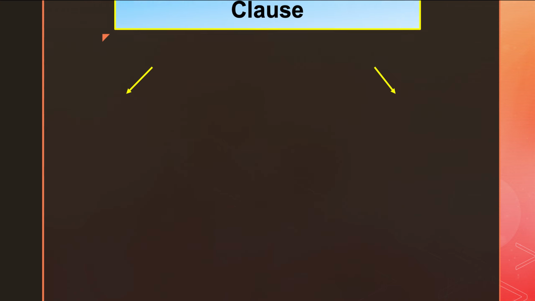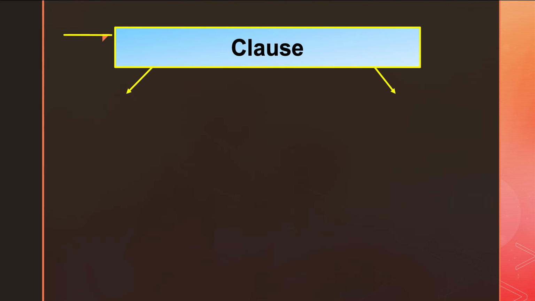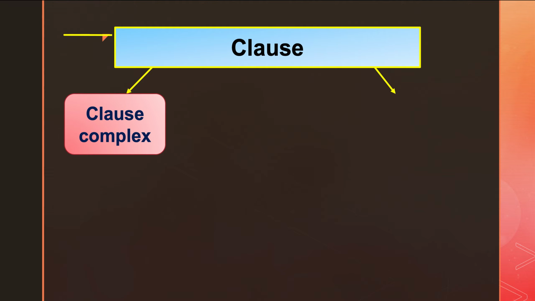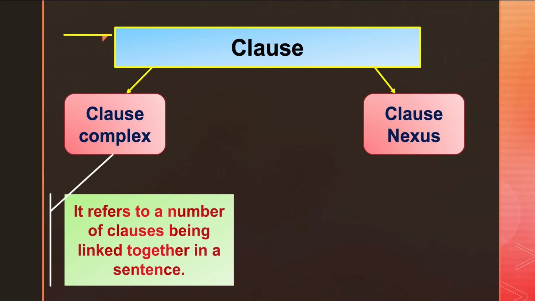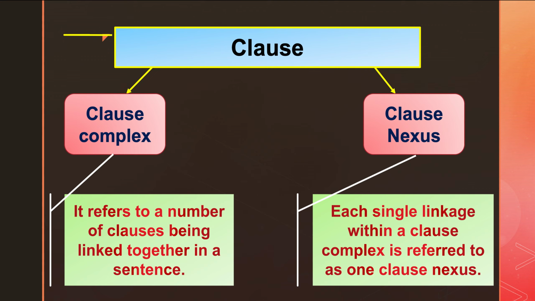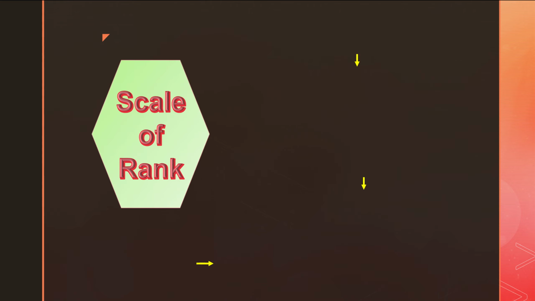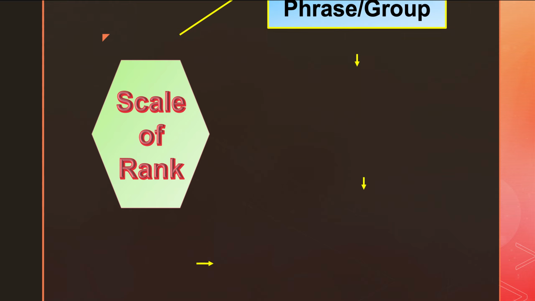Now let's talk about the first one, clause. Clause is divided into 2 parts, clause complex, clause nexus. What is clause complex? It refers to a number of clauses being linked together in a sentence. Clause nexus, each single linkage within a clause complex is referred to as one clause nexus. We move on to the next, continuation of scale of rank.